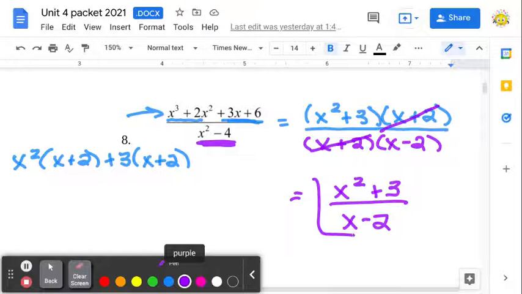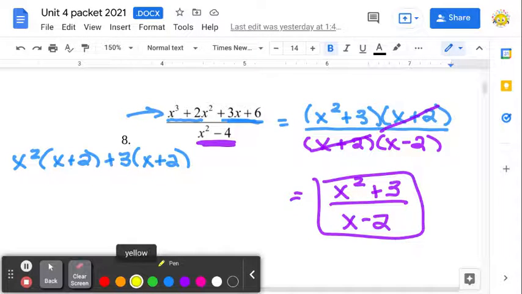And remember, we cannot simplify these two x's because they're cemented in the numerator and the denominator. That it's a factor on top and a factor on the bottom.